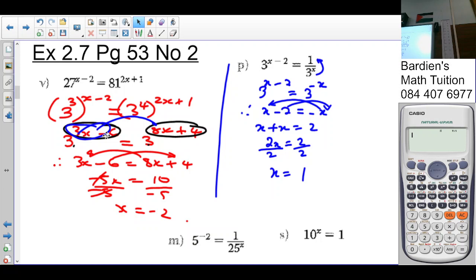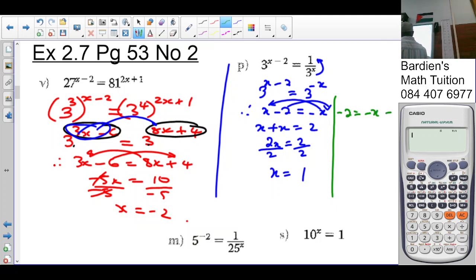Anybody else got this question wrong? Yes, Michael, where do you go wrong? I took the x on that side over. So you went the other way around. So you kept minus 2 there, so minus x, the x is going that side, no? Minus it. So you got minus 2x is equal to negative 2.